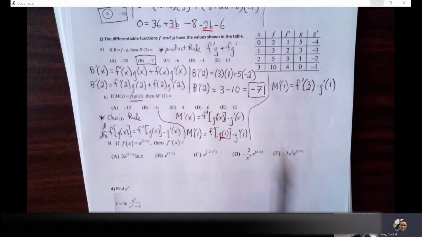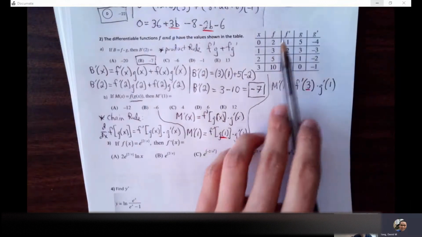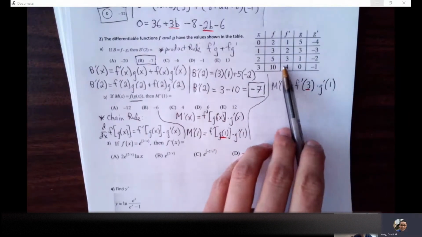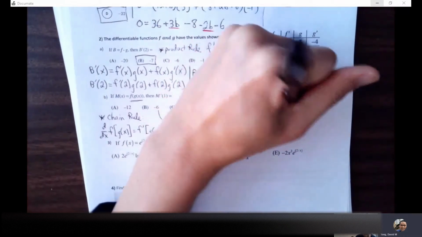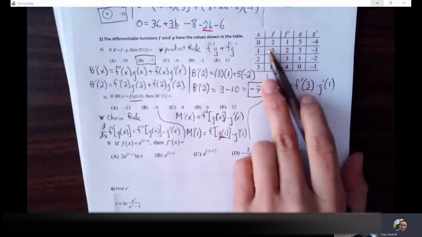So f prime of 3, we go back to our table here. F prime of 3 is equal to 4. And then g prime of 1 is negative 3.